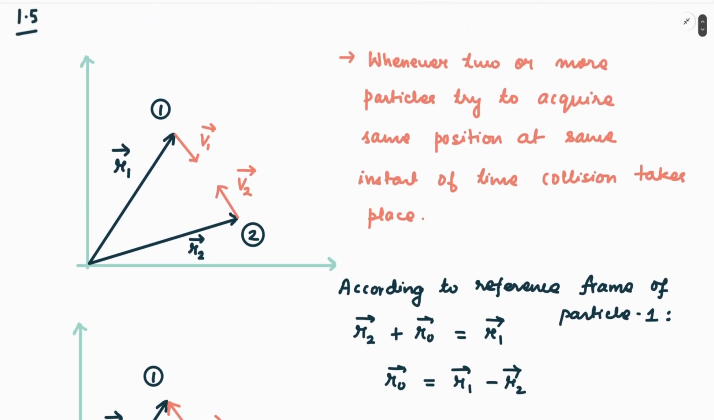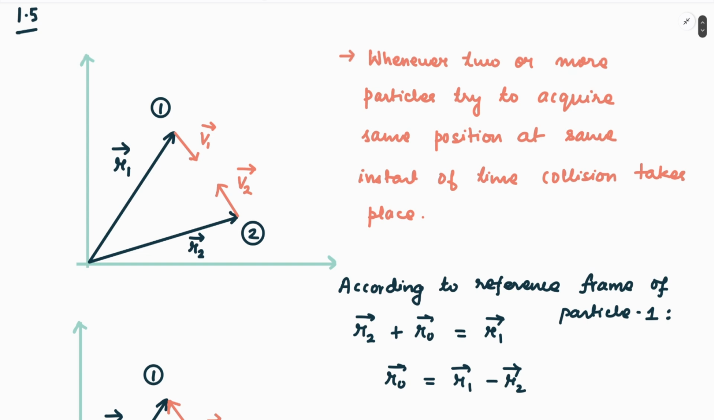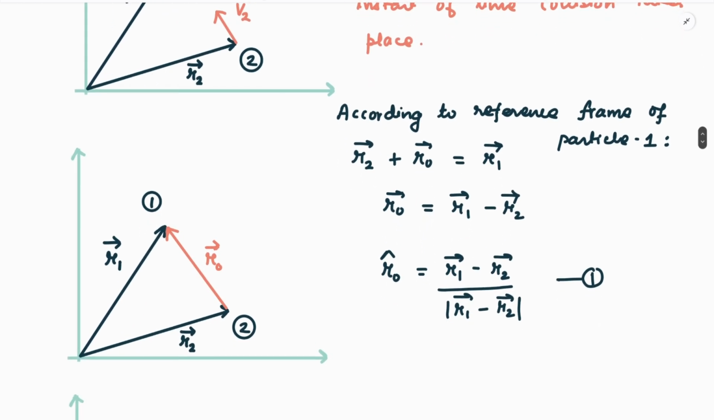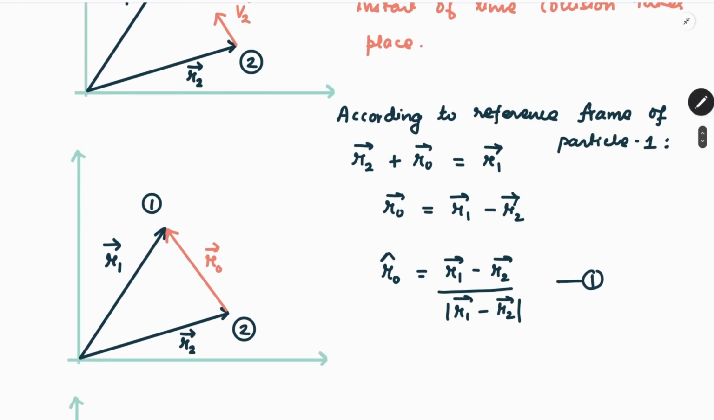The first thing that we have done is we have defined collision. For collision to take place, the two particles must be at the same position at the same instant of time, and then we are solving from the reference viewpoint of particle 1. For particle 1 we are expressing this vector triangle as the sum of the two vectors is the third vector, that is, if two vectors r2 and r0 are in order, then the resultant is r1 vector. So over here we have expressed r0 vector, and this can also be said according to the reference viewpoint of particle 1.